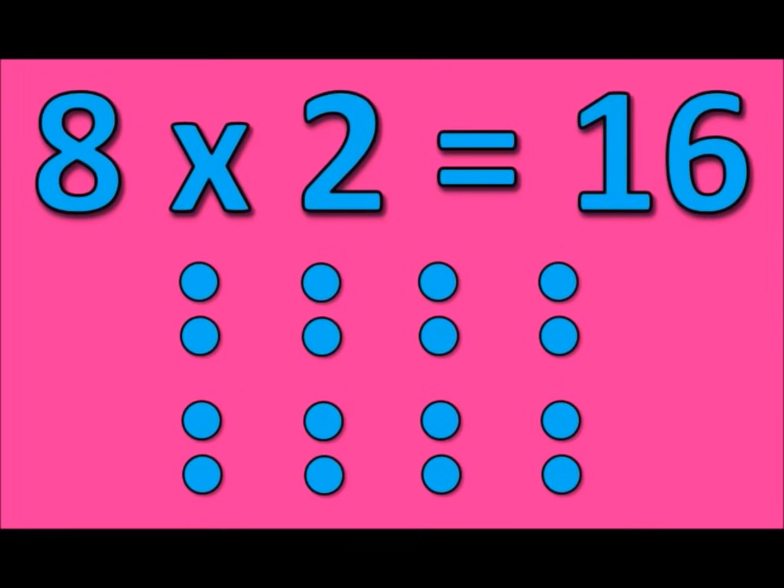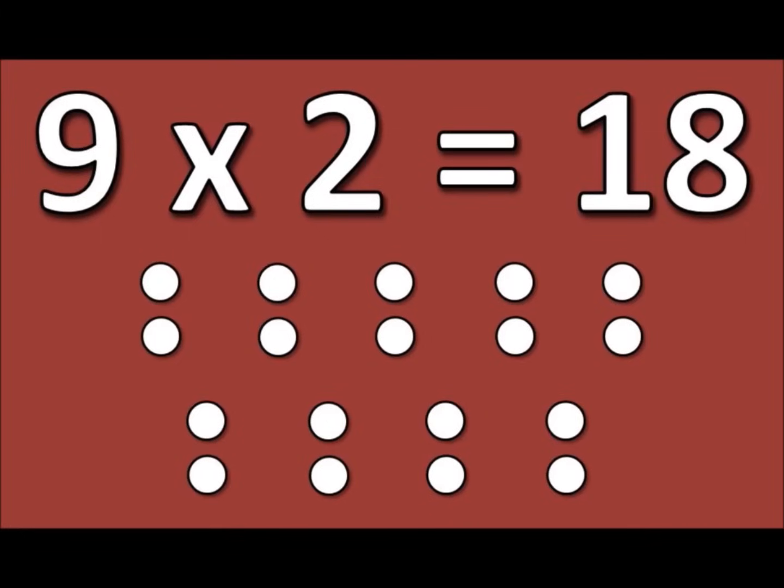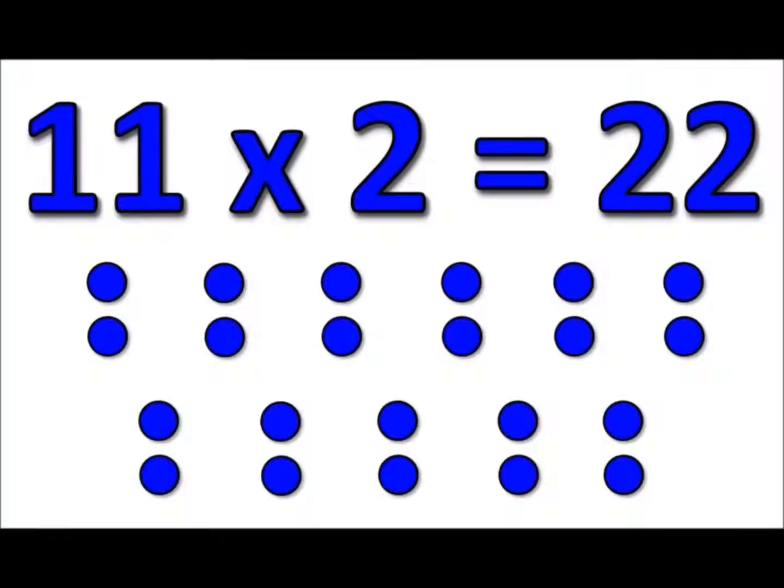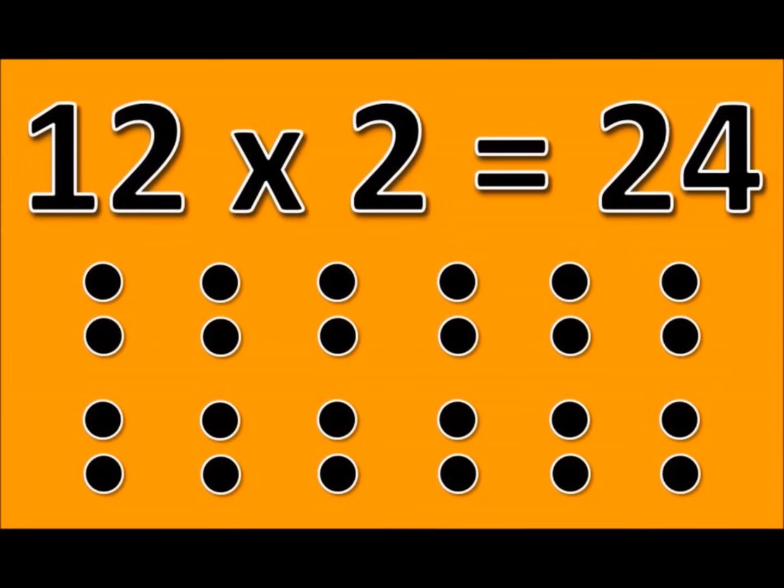8 times 2 is 16. 9 times 2 is 18. 10 times 2 is 20. 11 times 2 is 22. And 12 times 2 is 24.